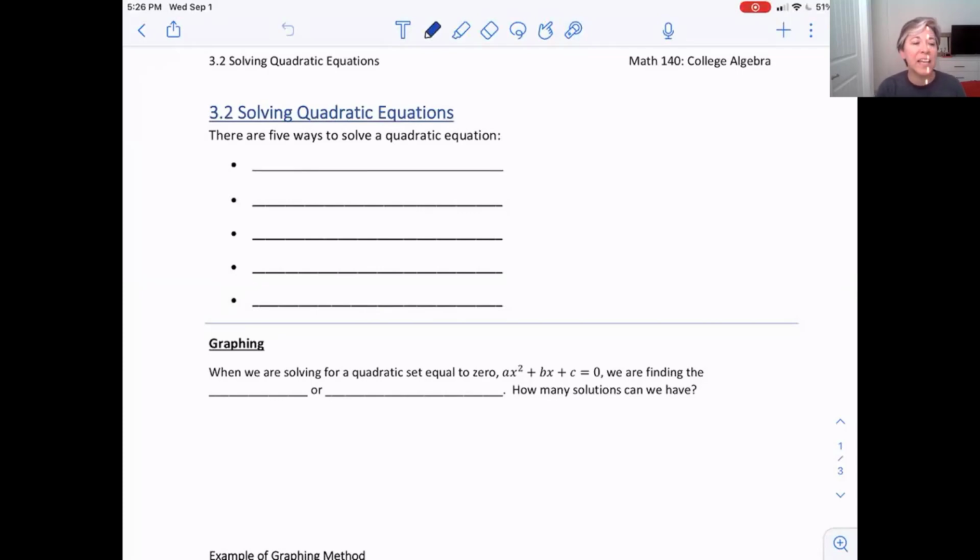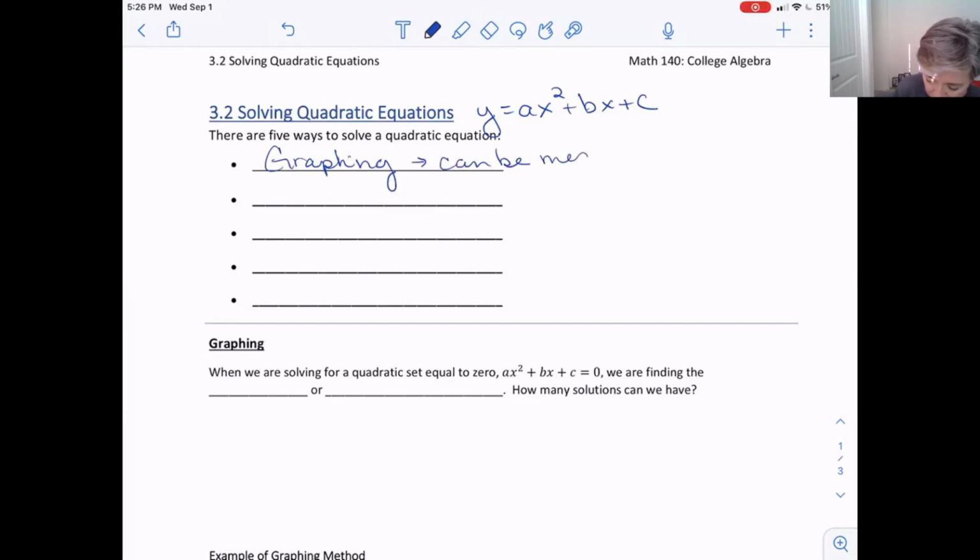Hi team, we're looking at section 3.2, solving quadratic equations. And remember, a quadratic equation has the highest variable exponent of 2. Nice little polynomial there. The 5 ways are graphing, and this way can be messy if you've got a lot of graphing to do and they're not exact values.